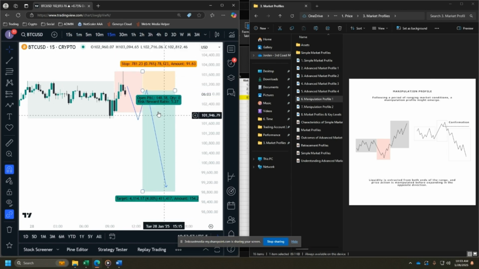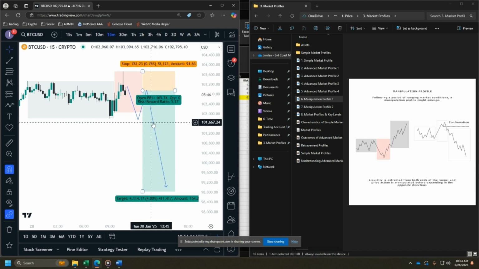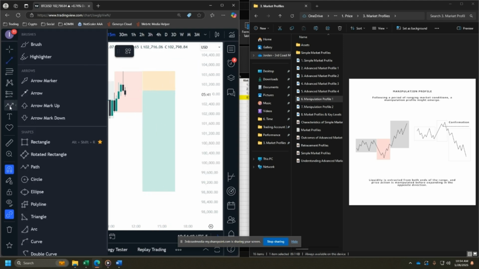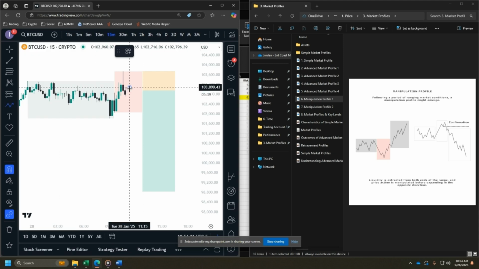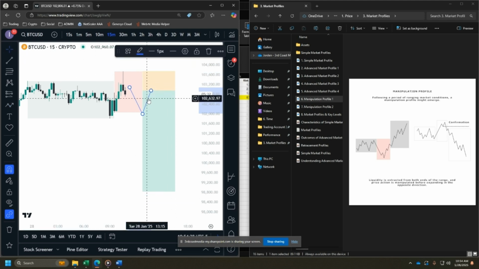So we want price to form the manipulation profile, form an order block, and then retest the order block. And at this point is when we enter. So the idea is to let price move, and we don't enter yet.